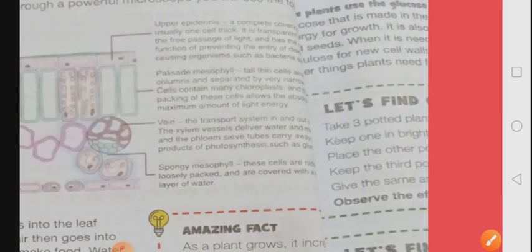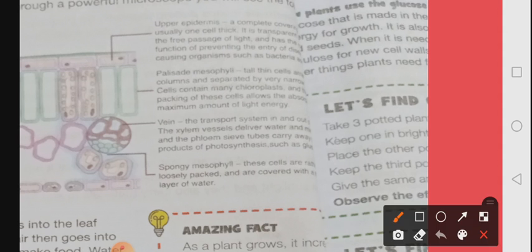Another thing that is found inside the leaves are the veins. Veins are actually the bundles of xylem and phloem. There are two types of tissues in the plant. One is called xylem and the second one is called phloem. Xylem carries water from roots to the leaves, and phloem carries food from leaves to the roots. Veins are the transport system and they carry food and water.